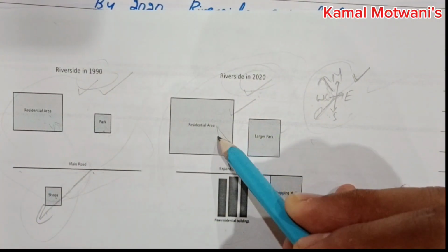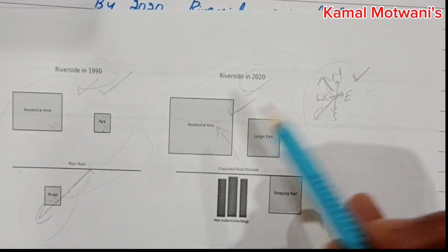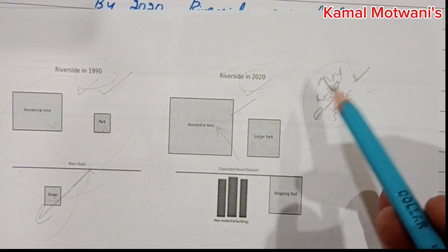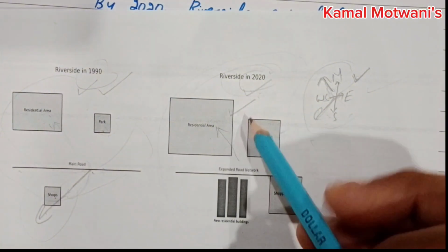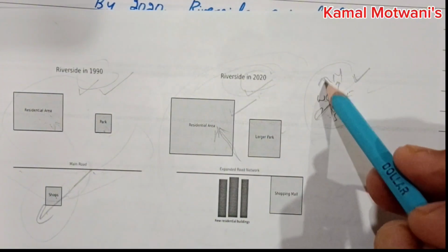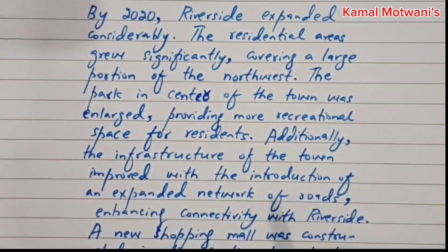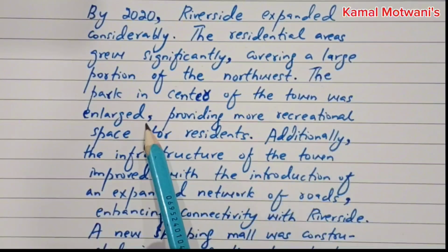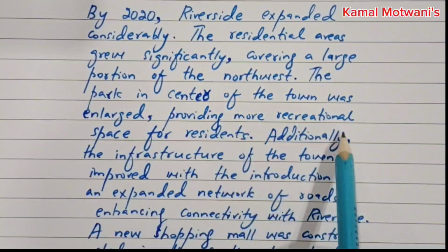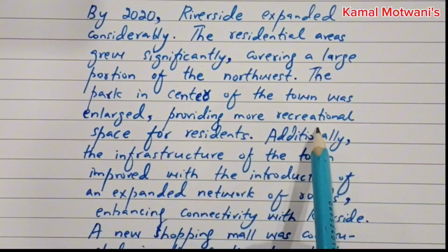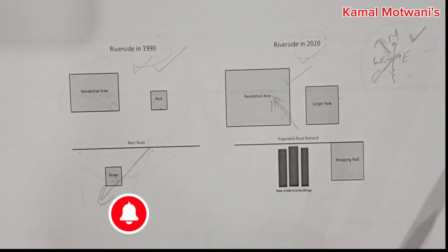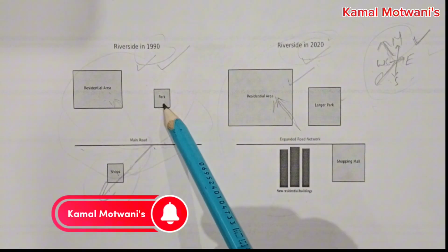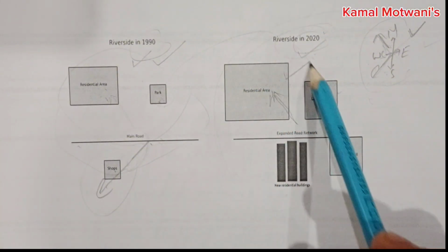So this is northwest. This expanded residential area in Riverside in 2020 is on the northwest side. Okay, let's move ahead. The park in the center of the town was enlarged, providing more recreational space for residents. Okay, let's see the park. So this was in the center of the town and it was expanded.